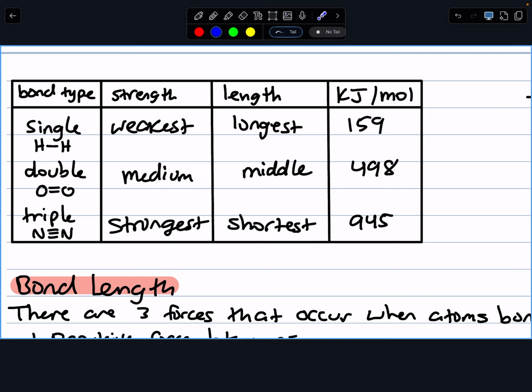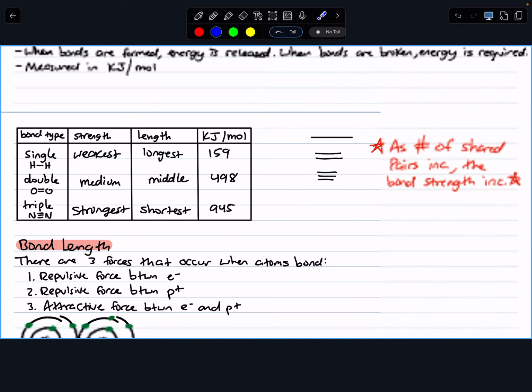That makes sense? So what I'm going to give you on a test is 3 different bonds with these 3 numbers. And you're going to choose which bond is the strongest. How do you know which is the strongest? The biggest number. The one with the biggest what? Number. Does that make sense? Yes. Okay, good.